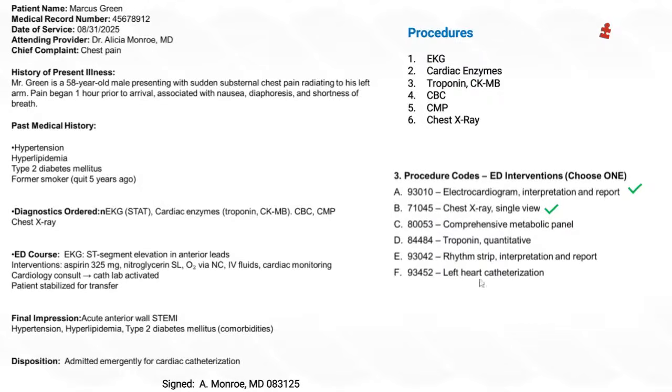Because we're coding for the facility. Also, we can code for the comprehensive metabolic panel, the CMP. We can code for the troponin quantitative. We cannot code for the rhythm strip because that didn't take place.